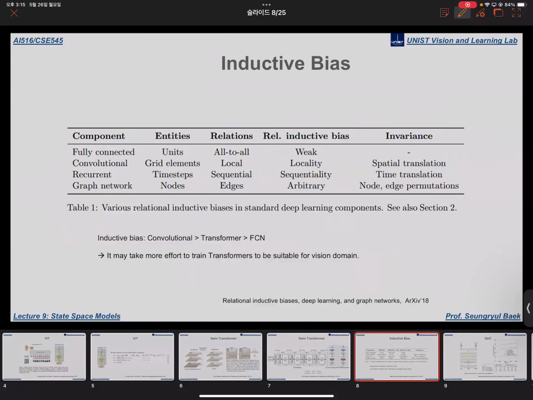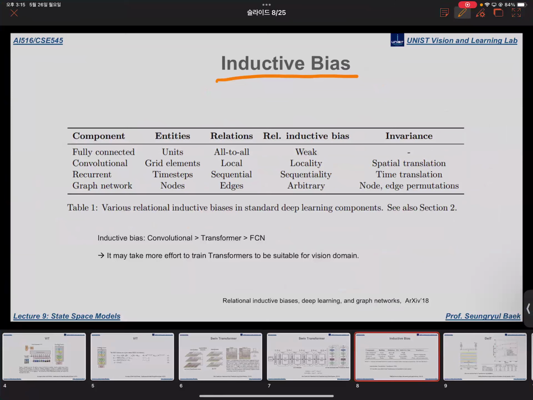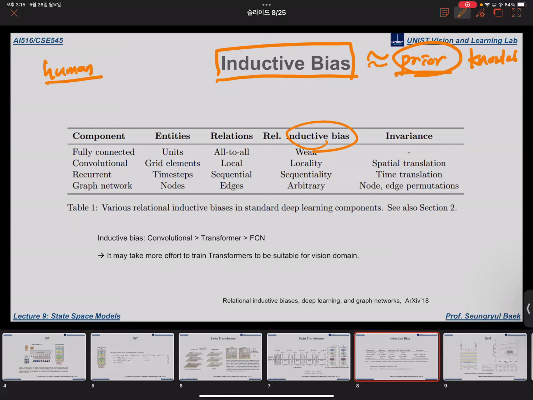And another important problem of the transformer is that it does not have any inductive bias. Okay, this is also a very important thing when choosing the architecture. So inductive bias is roughly, you can understand this term as the prior, okay, prior knowledge. When we have the prior knowledge, the training becomes a lot easier. So humans also sometimes learn about new knowledge, okay?